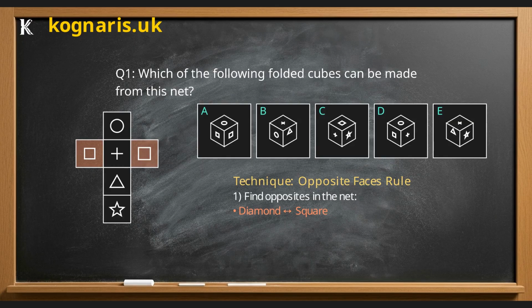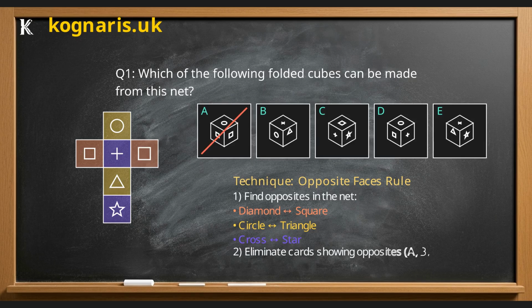The left and right arms, the diamond and the square, are opposites. The circle and the triangle are opposites. And the cross and the star are opposites. Now, we can eliminate any option that shows opposites touching.